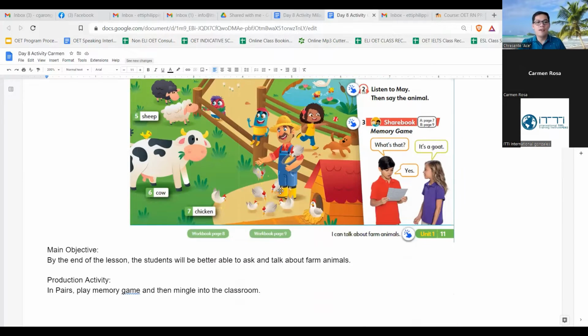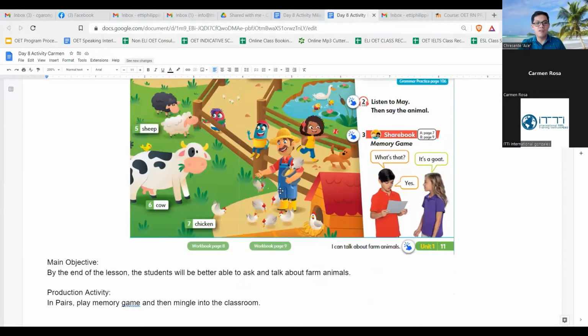So the main objective you wrote here: by the end of the lesson, the students will be better able to ask and talk about farm animals. Now, remember, how do we check if this objective is effective or not? Number one, is it according to the syllabus or the book? Definitely, because it's using the book. Number two, is it observable? I think so, because it says ask and talk. So the teacher can see them asking and talking, right? Is there context? Yes, farm animals.